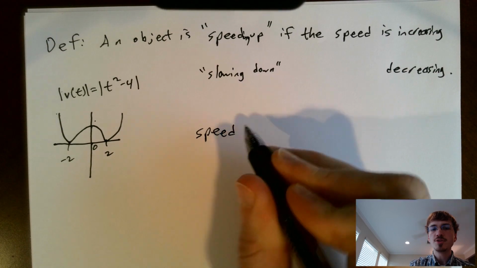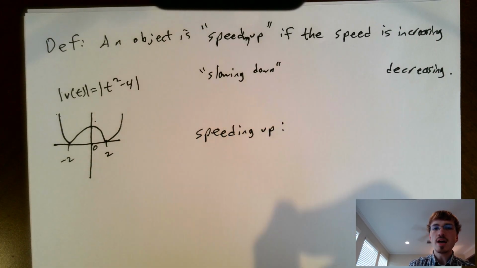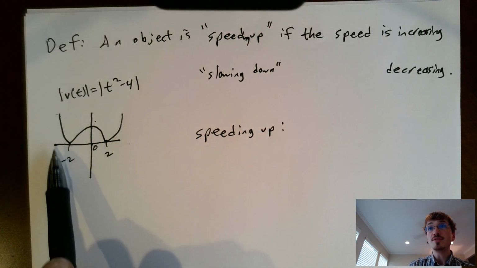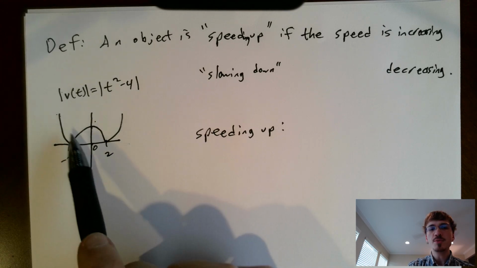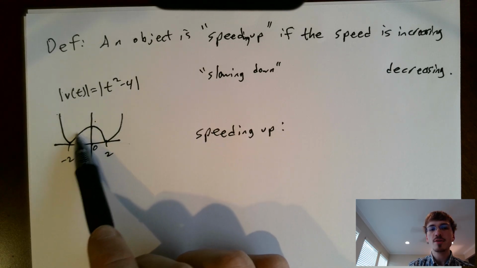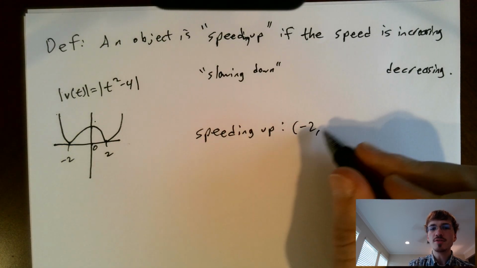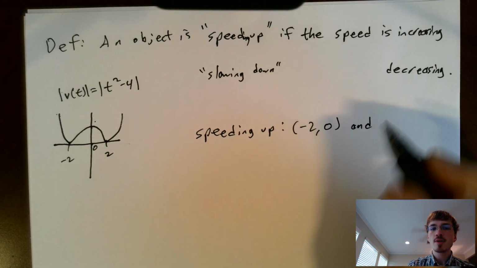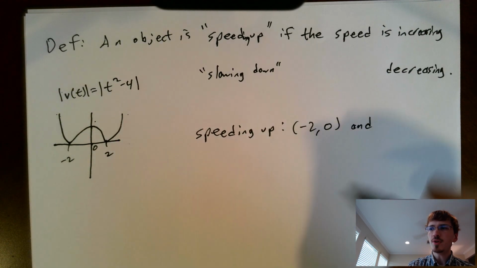So let's make a little chart. If it's speeding up, I need to make sure that the slope of this graph is positive, and we'll revisit this idea in the next video. But just visually, we know that that's going to happen here. We have an increasing function, and that's on the interval from -2 to 0. And where else are we increasing? From 2 onward to infinity.